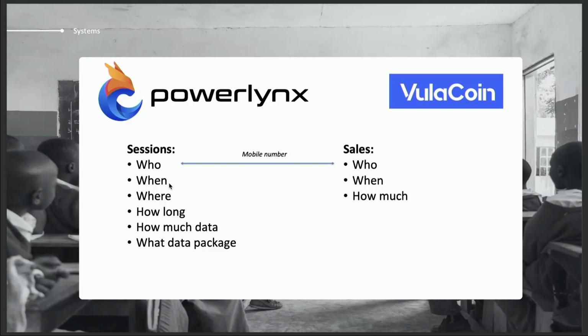And really, there are only two aspects of data that I feel are important. One is your session file from a Radius server: who came on, when they came on, where they came on, how long, how much data did they use, and what package. You can get that from the Radius server's session file. And then the sales file is who bought, when did they buy, and how much did they buy. You just marry those two together, and you can start getting really nice revenue pictures out.